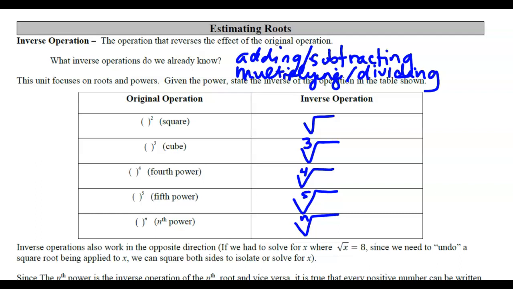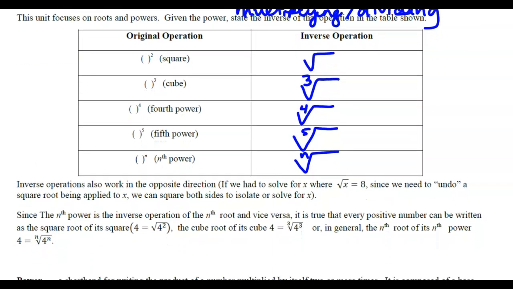Okay. So inverse operations also work in the opposite direction. So that's why I just said I think of them as opposites as well as inverse. So if we had to solve for x, where the square root of x is 8, we need to undo the square root. So that means we'd square 8 to get 64. So x would be 64. We're doing the opposite.